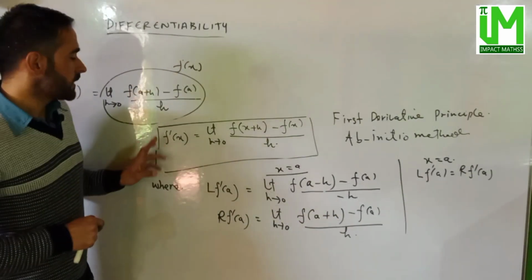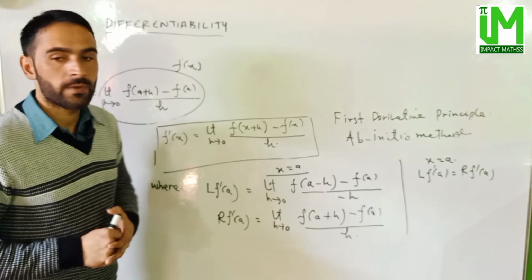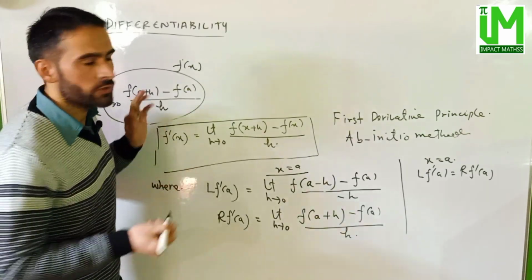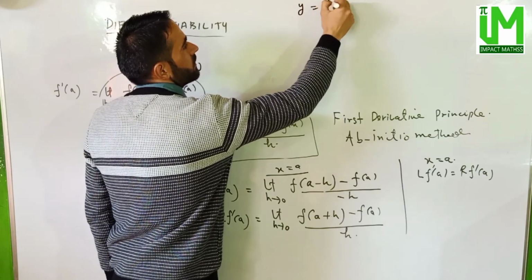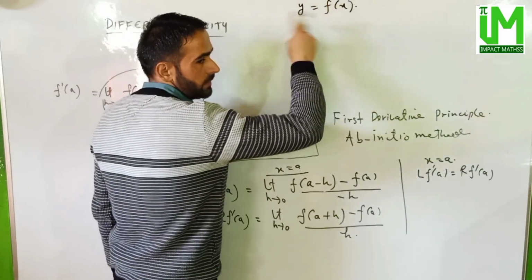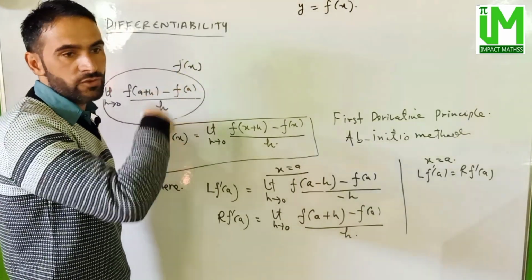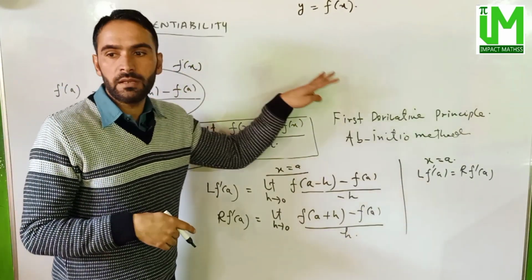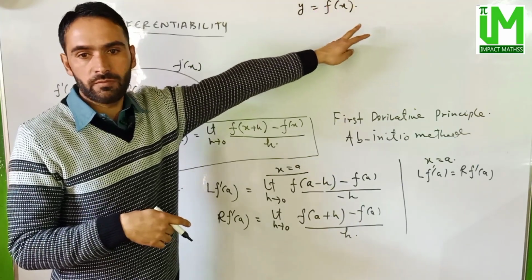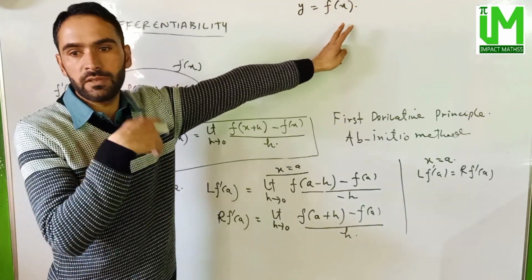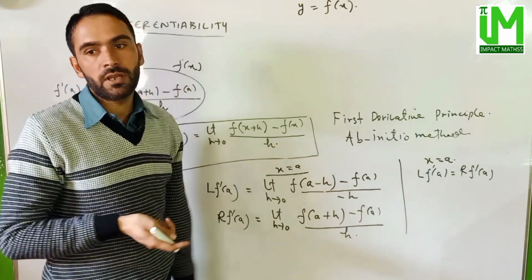Now f dash of x is equal to limit h tends to 0 of f of x plus h minus f of x divided by h. We know we can use y is equal to f of x. When we define the relation between the domain and the codomain, or the association between them, we match y with x along the rule f. So y is equal to f of x.